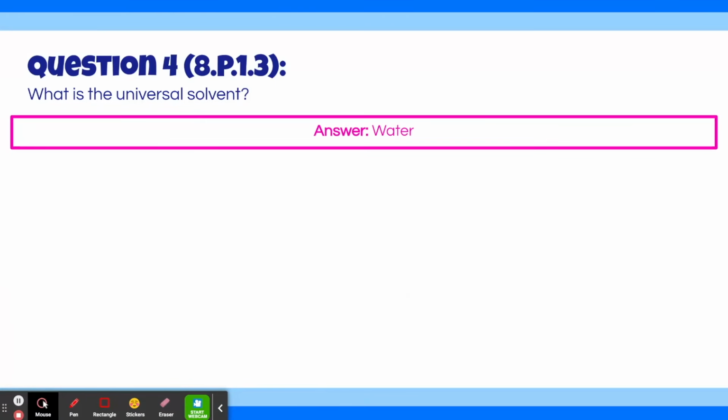The answer to this question is water. So the first thing we need to do here is we need to know two terms, solute and solvent. When one substance is dissolving in another substance, such as salt dissolving in water, the substance that is being dissolved is called the solute. So when salt is dissolving in water, it is the substance being dissolved. So in that situation, salt is the solute.